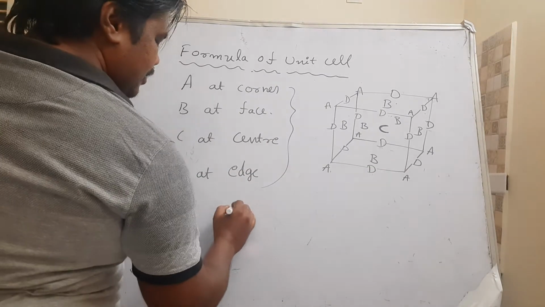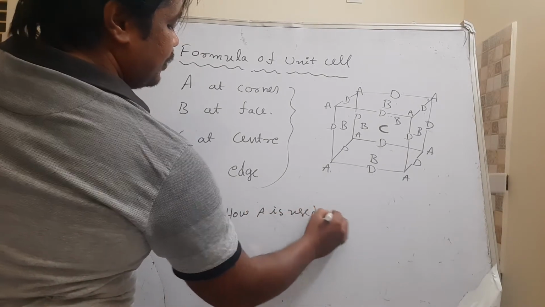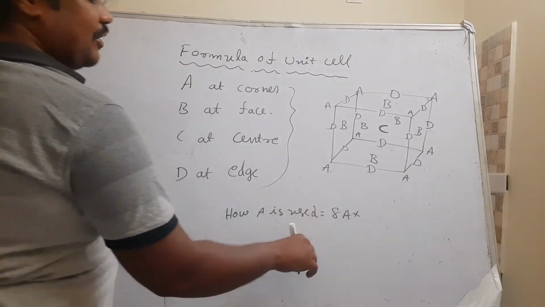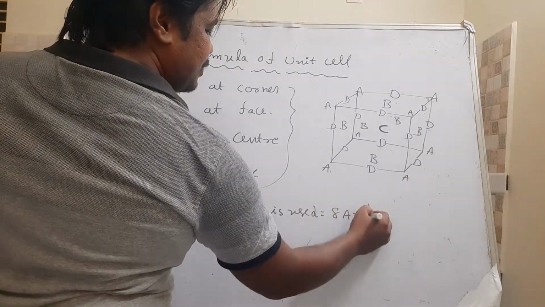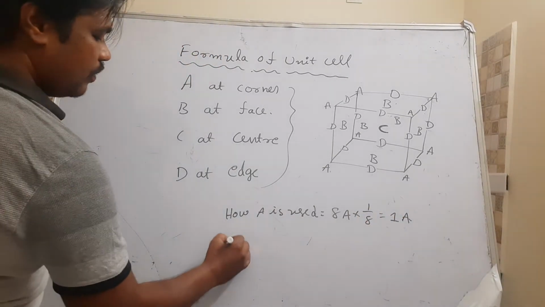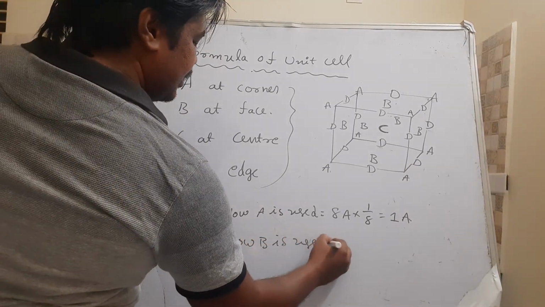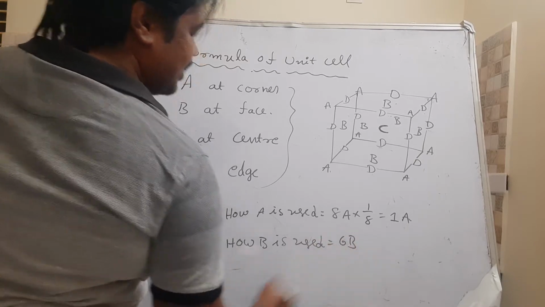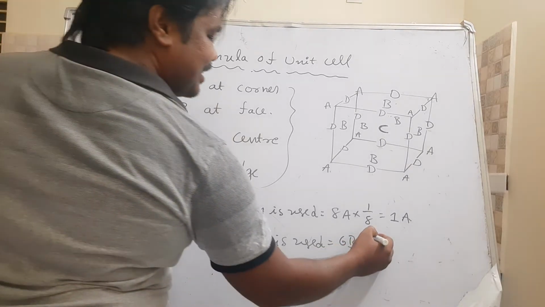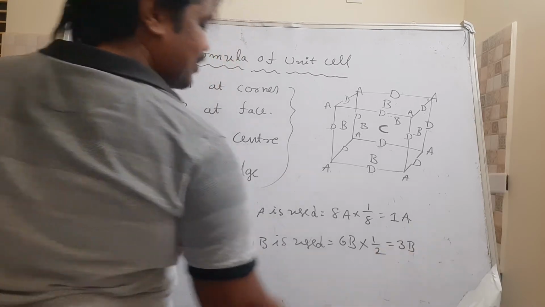How is A used? Tell me now. So 8 A's are there, and every one is at a corner. Every A contribution is 1 by 8. That is, 1A is used. How is B used? You know this. So 6 B atoms are there, each B at a face center. Face center contribution is 1 by 2. So 3 B atoms are used.